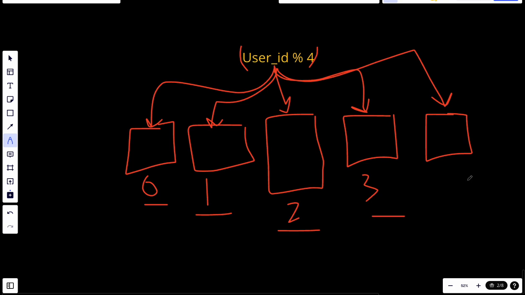Basically, let's assume the sharding function will not return 4 at all, so this server will not have any items. On the other hand, all the other servers are packed or filled with data. So we have a problem with undistributed data.